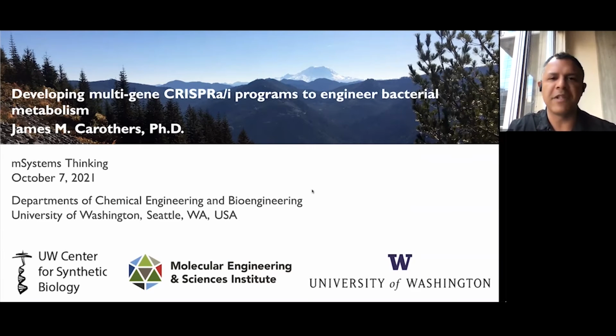His current work integrates computational modeling, CRISPR-Cas network engineering, and RNA aptamer biosensor design for applications in synthetic biology. The broad goal of his research group is to develop genetic control systems and to engineer microbes and cell-free systems to provide new sources of industrial and medically important chemicals and materials. Today, he's going to be discussing his work using CRISPR programs targeting bacterial metabolism. Hello, my name is James Carruthers, coming to you from the University of Washington. Today, I'm going to tell you about some of the work we've been doing in our group to develop multi-gene CRISPR activation and inhibition programs to engineer bacterial metabolism.